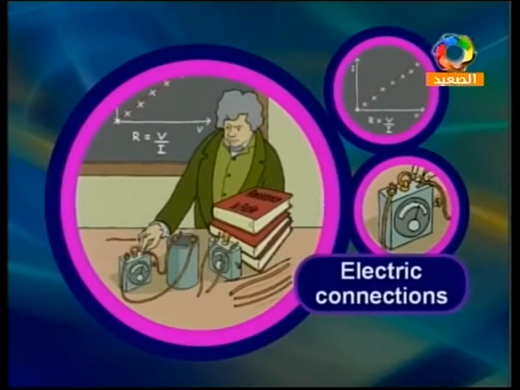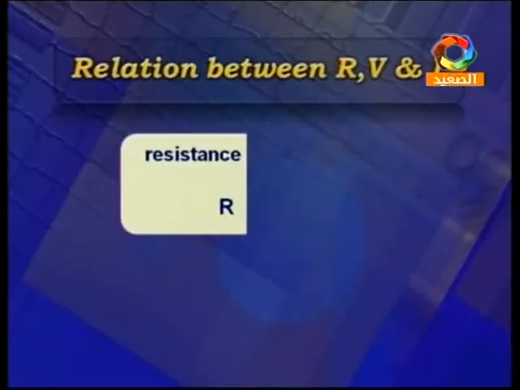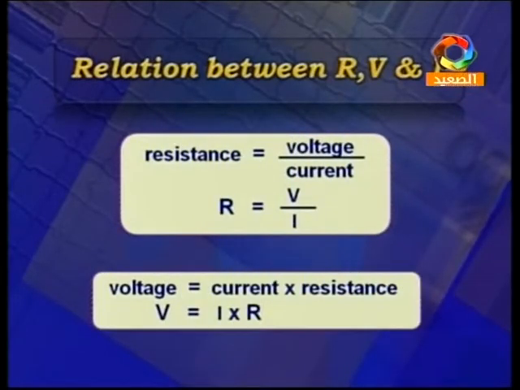Today we have electric connections. We will talk about the electric connections and their types. But first we have the relation of Ohm: R equals V divided by I. First, we have the relation between resistance, voltage or the potential difference, and the electric current intensity. Here the resistance equals voltage divided by the current.